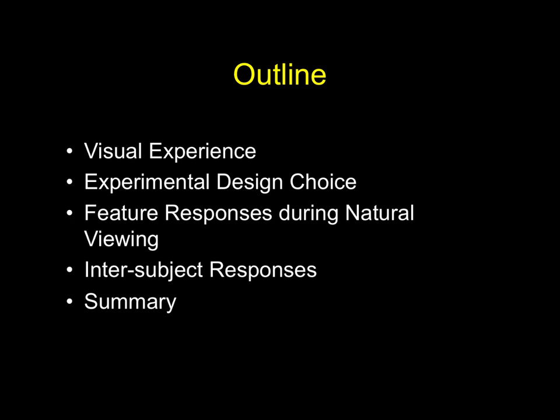So first, I'm going to get into the visual experience that you have throughout the world, those design choices, and how we can figure out how the brain is responding to these things. Then some other experimental tasks that use similar types of designs, looking at how individuals respond similarly or differently from each other, or even to each other.